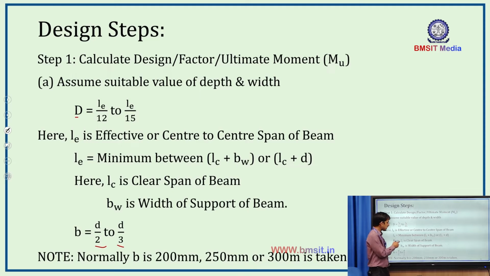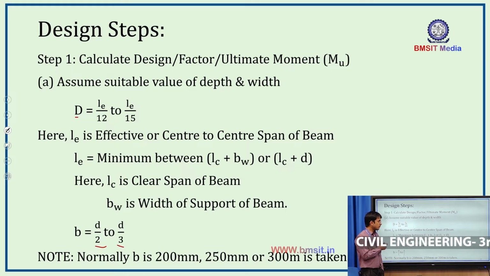So the effective span, this is how we can calculate it: the clear span plus the width of the support, or the clear span plus the effective depth. The minimum of these two we have to take as the effective span.